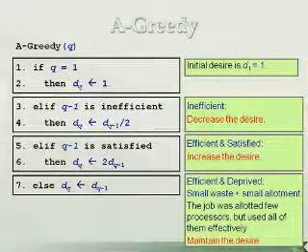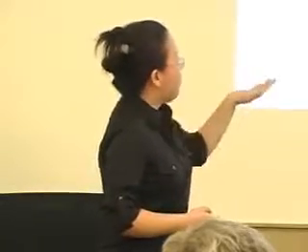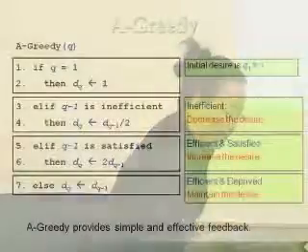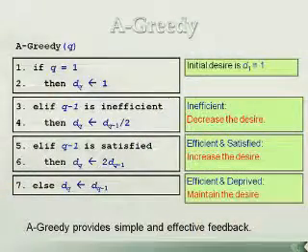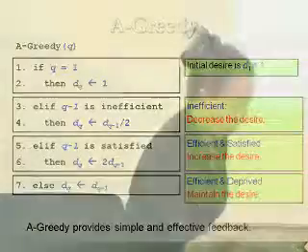Then in the last case, if the previous quantum is efficient and deprived, then I just keep my desire, it doesn't change. Here the previous quantum is efficient. I use all of the processors allocated to it, but notice it's deprived, so it didn't get what it asked for. It has no idea if it's able to use all it asked for efficiently. Therefore, it keeps the desire unchanged. This is a very simple algorithm, but it provides effective parallelism feedback.